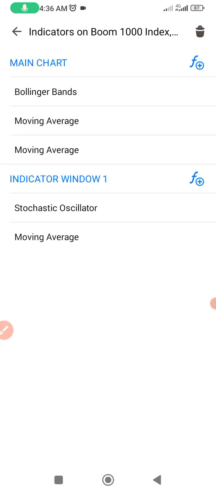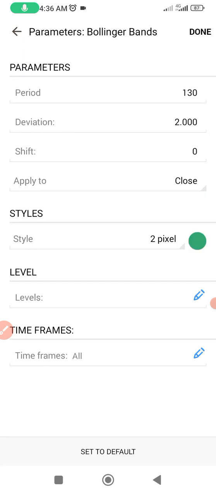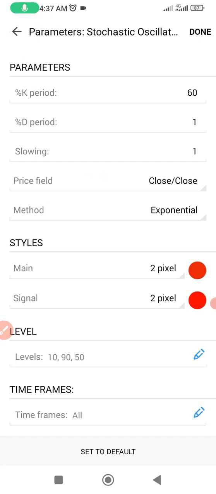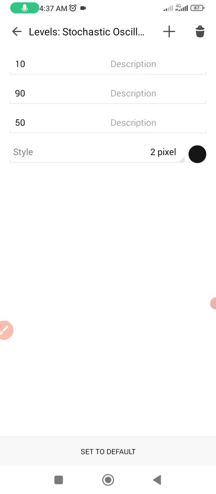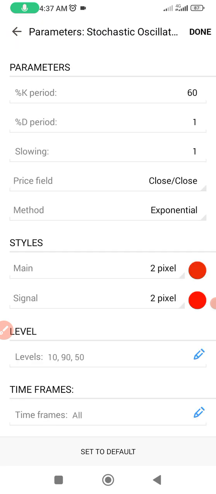Alright, so let me show you the setup. The Bollinger Band, the period is 130, deviation is 2.0, shift 0, apply to close. Choose a color of your choice. Moving average 10, and it is exponential. You can take a screenshot of this while you make your settings. The second is moving average 12, and it is a simple one. Then we have our stochastic oscillator, K period 60, D period, slowing 1, apply to close. The method is exponential. Our levels are 10, 90, and 50.